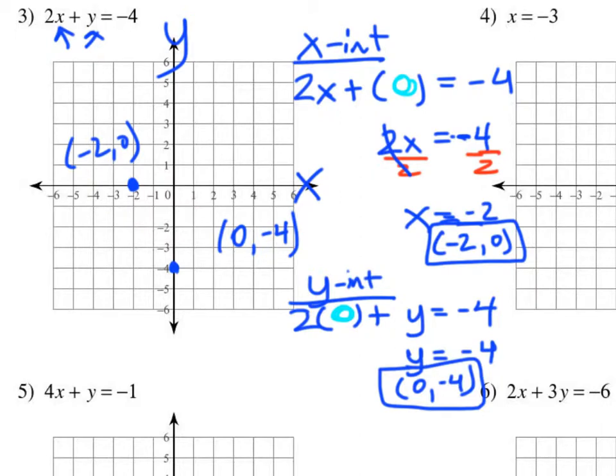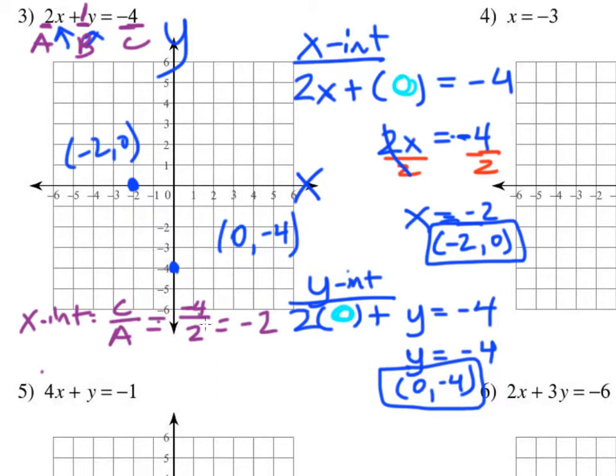Okay. Now this is the last time. Let's double check this with the shortcut method. The shortcut method says we label our A, we label our B, which is just the number 1 here, and this is our C. To find the x-intercept, you just do C over A. That's negative 4 over 2, which is negative 2.